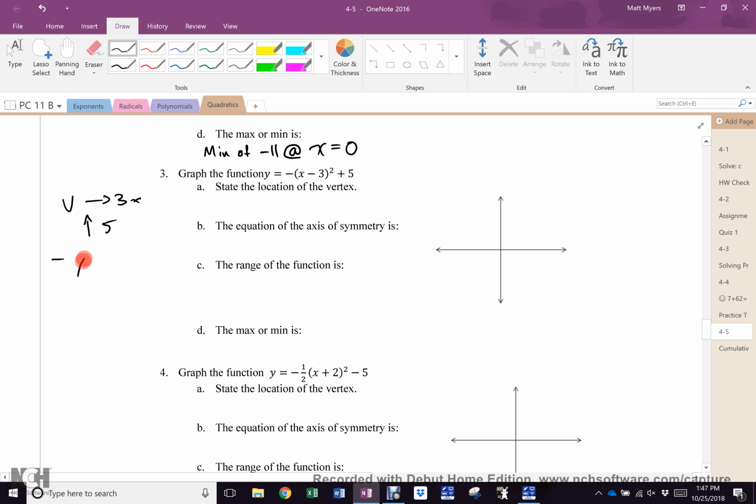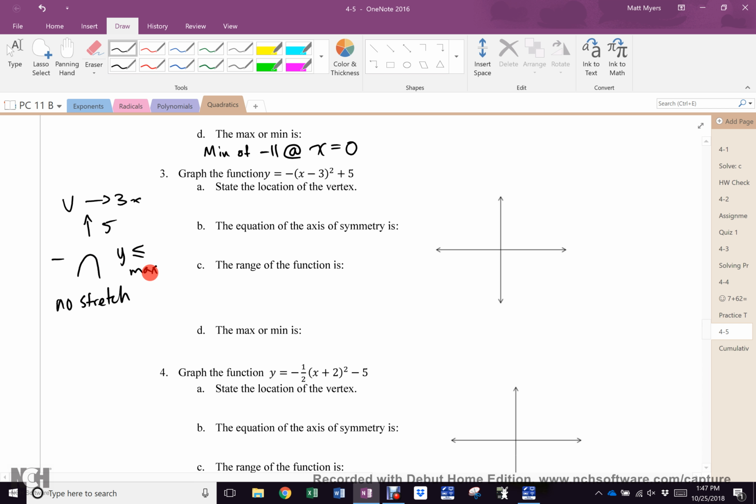It's negative, so it's a downward-facing parabola. And it's a 1, so is there any stretch? No. So there's no stretch. Once I see that it's a down parabola, I know my range, y's have to be less than or equal to, and I have a max. That's everything I know, right?